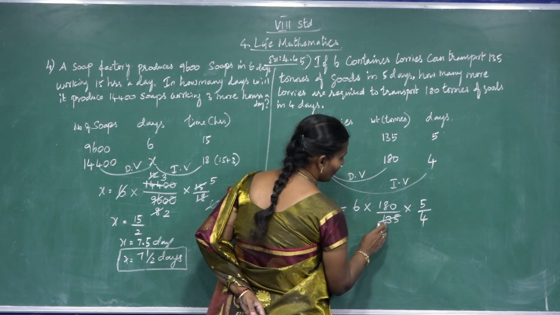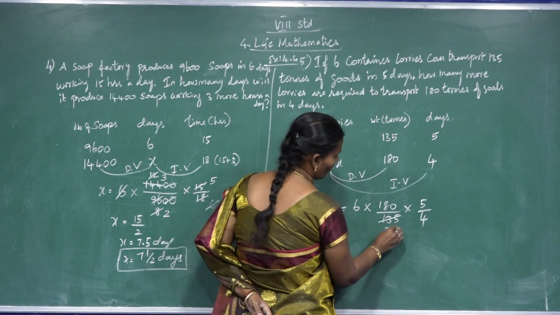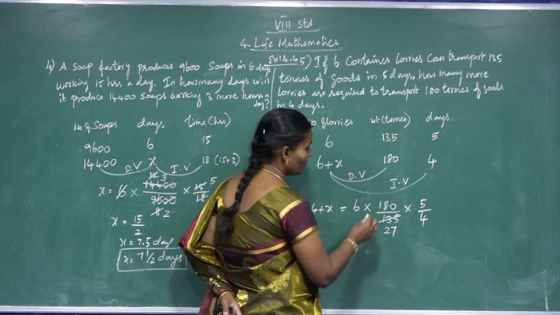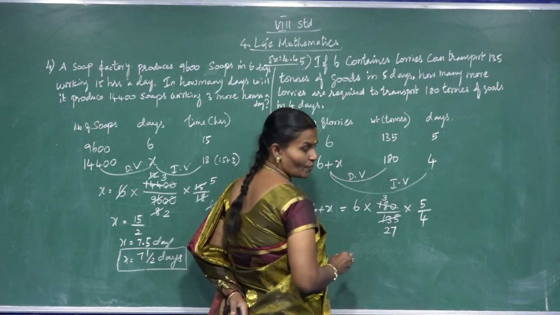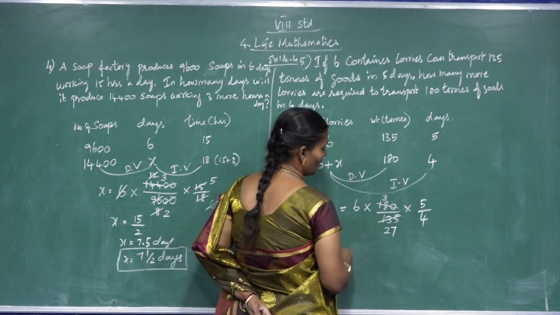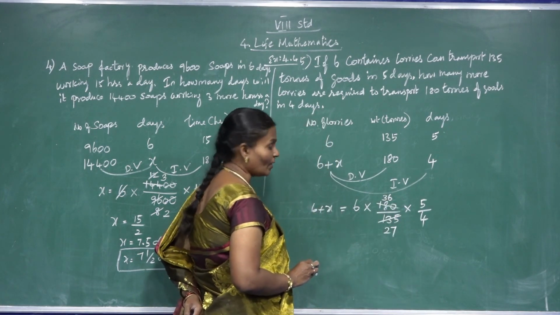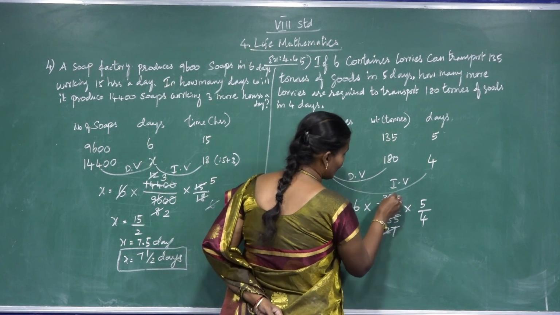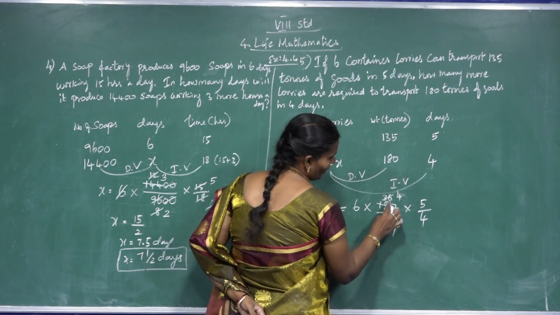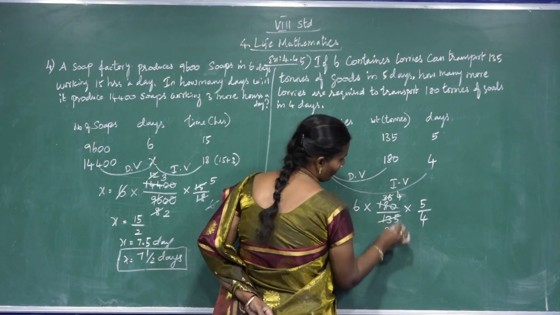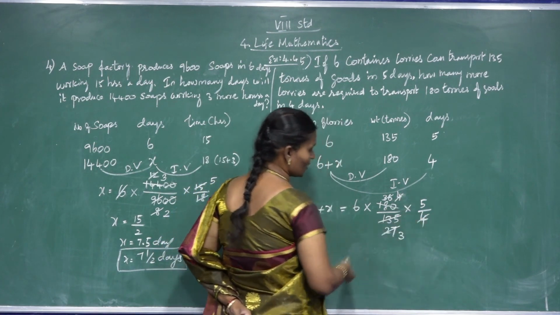See, here 2 5s are 10, remaining 3, 35. So 7 5s are 35. So here cancel with the fifth table. 3 5s are 15, remaining 30. So here the 6 5s are 30. Now cancel with the ninth table. 9 4s are 36. Here 9 3s are 27. This 4 cancel.